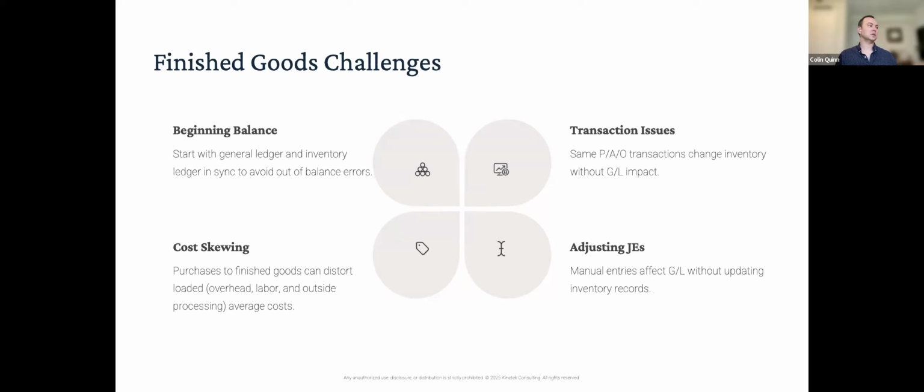The next element kind of touches on cost skewing and transaction issues, but that's going to be our manufacturing order partial reliefs. So improper valuation of partial reliefs, so if we relieve them at an improper cost in the manufacturing orders, can distort the average cost of our finished goods, leading to cost variances. The same applies also if we over relieve our manufacturing orders.